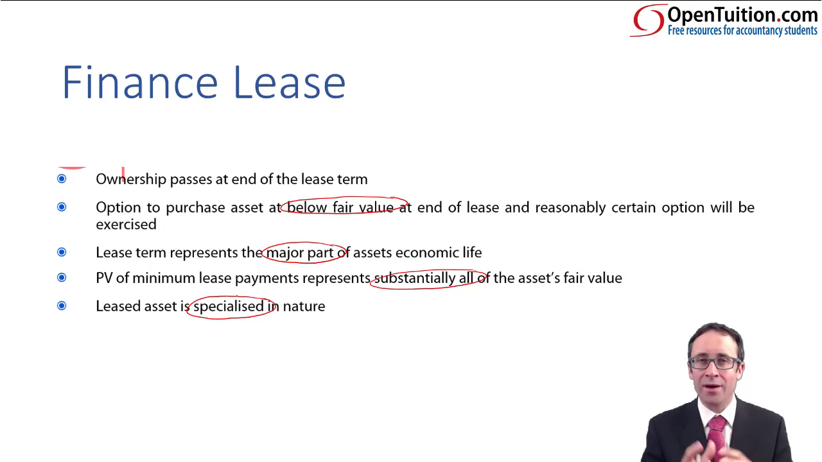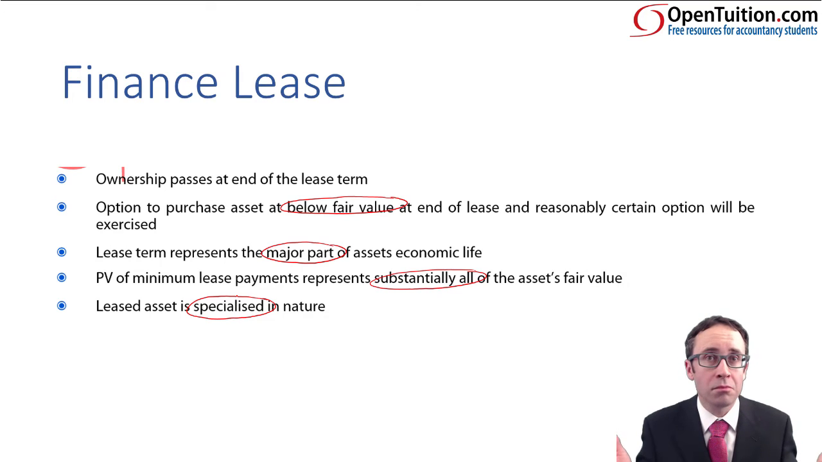So you need to be on the lookout for those scenarios in any narrative style question. If it's computational, you'll be told that it is a finance lease, but in a narrative style question, you're going to have to go through and identify any of those scenarios or a combination of those scenarios. Begs the question, doesn't it? What's an operating lease? Okay.